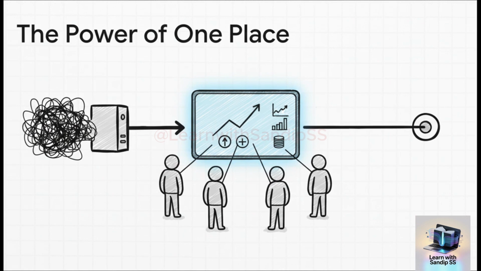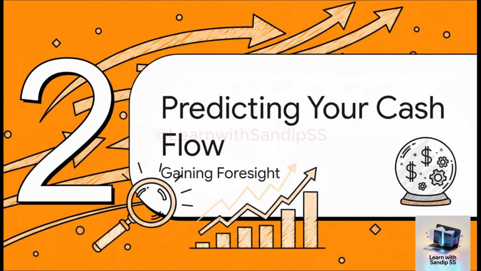The payoff here? Oh, it's immediate, and it's huge. All of a sudden, everyone, from finance to treasury to the C-suite, is looking at the exact same, up-to-the-minute information. You finally have one single version of the truth. This just completely streamlines your operations, and believe me, it is an absolute game changer when you need to make fast, smart decisions.